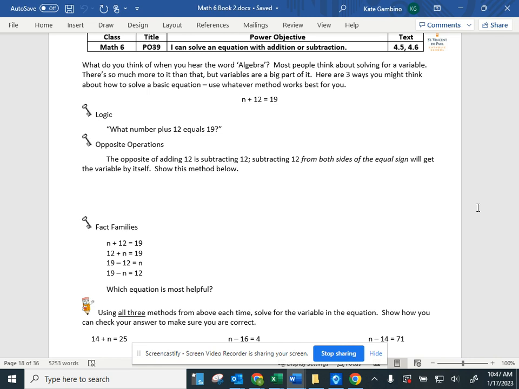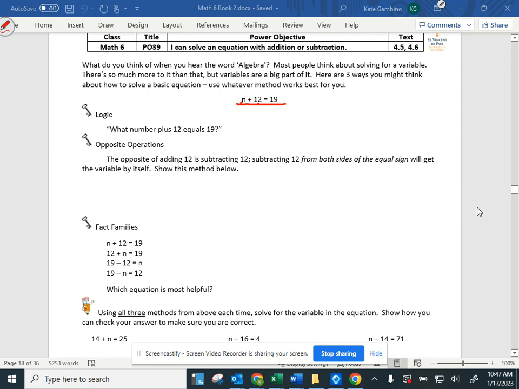So logic, what number? So if we have n plus 12 equals 19, we have to solve it for n. We have to figure out what n means. So for logic, we're going to say which number plus 12 equals 19? 7. Okay, so we know 7 plus 12 equals 19.